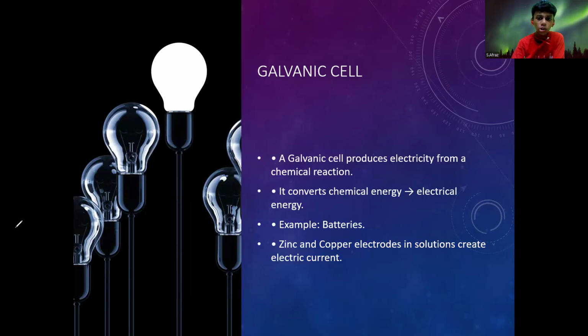Next, we move on to the galvanic cell. So what is a galvanic cell? A galvanic cell is a cell that produces electricity from a chemical reaction. So in this galvanic cell, chemical energy is converted into electrical energy. We can take batteries as the example. Zinc and copper electrodes in solution create electric current.